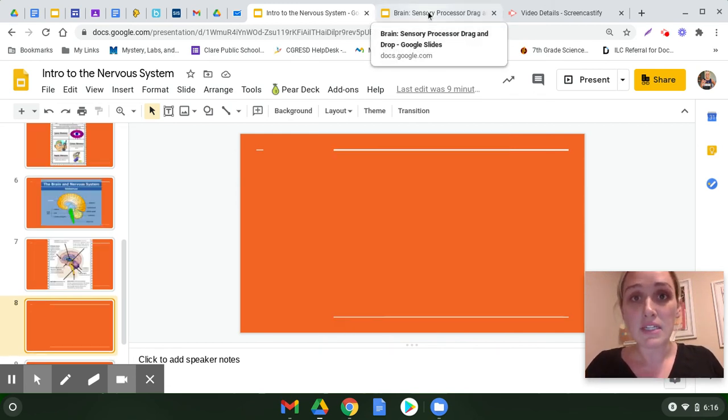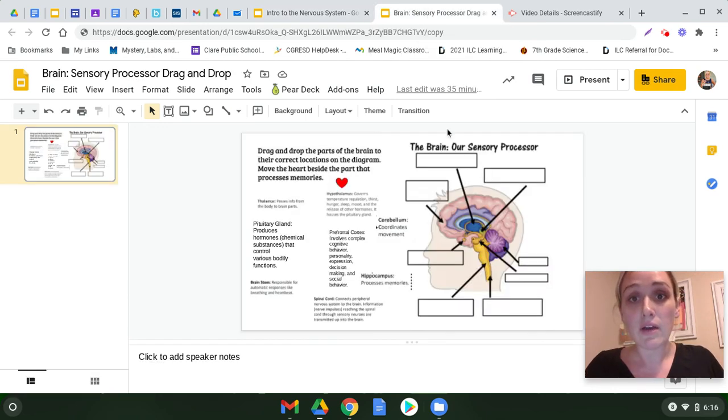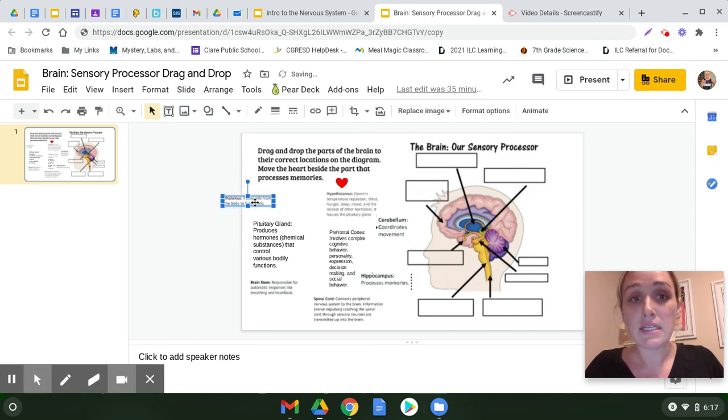So your assignment for today, I will go over this with you in our Google Meet. However, you will be getting a drag and drop activity like this, and you are to go ahead and drag these pieces into the appropriate box on this diagram, and you can reference this video that I'm showing you right now for help if you get stuck.